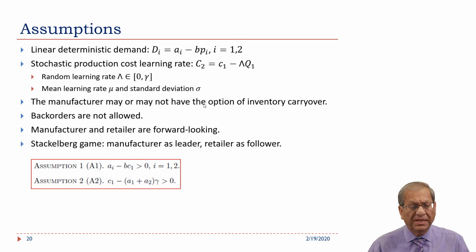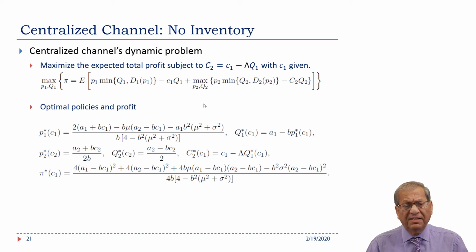We will formulate this as a Stackelberg game where the manufacturer is the leader and the retailer is the follower. There are some assumptions which are innocuous. These assumptions basically guarantee that the price will not become negative and the cost of production will not become negative, but they can be handled if you generalize them. The centralized channel's dynamic problem is as follows.